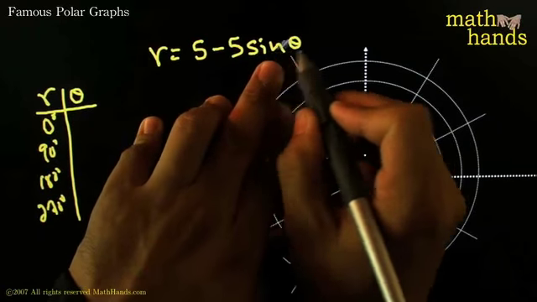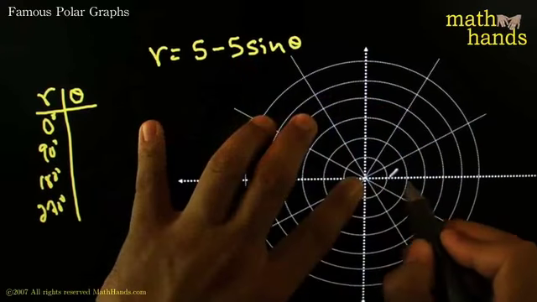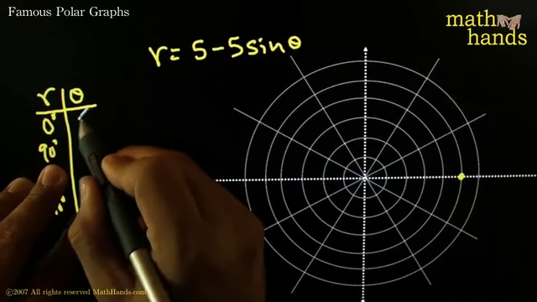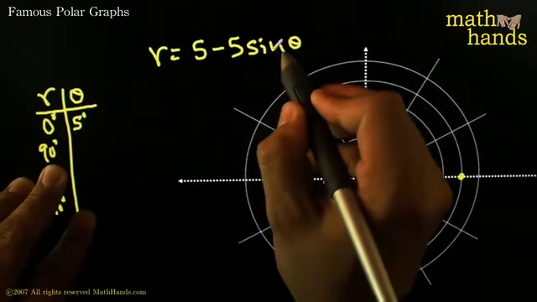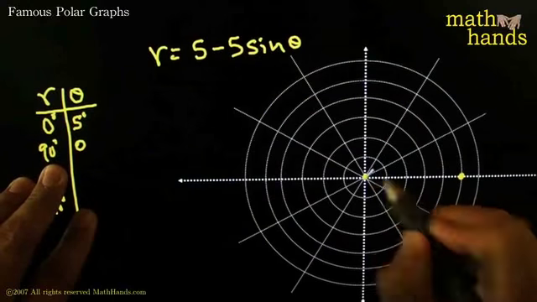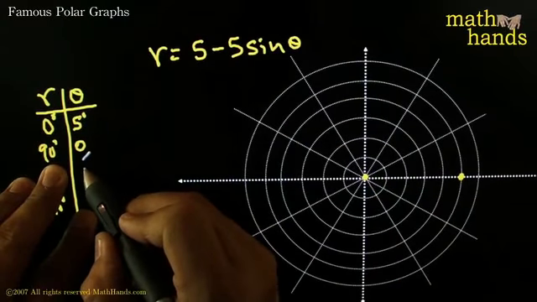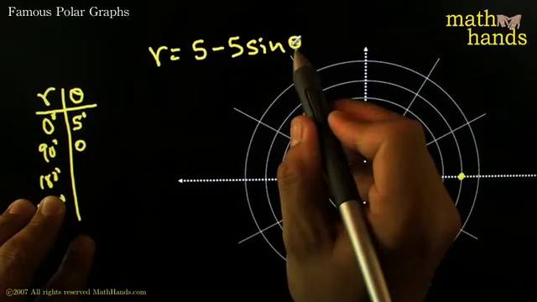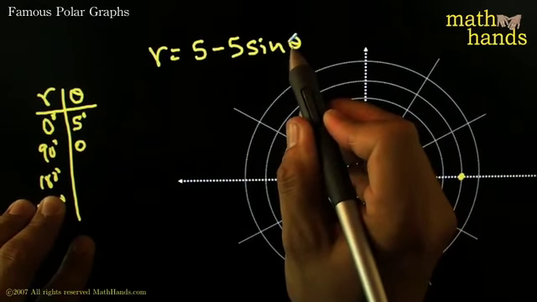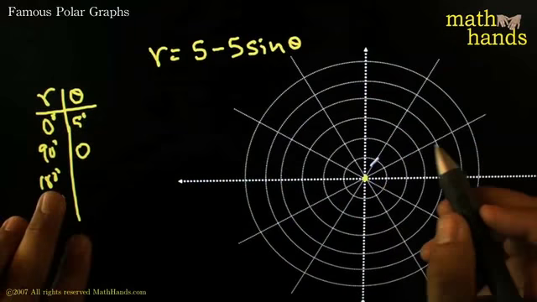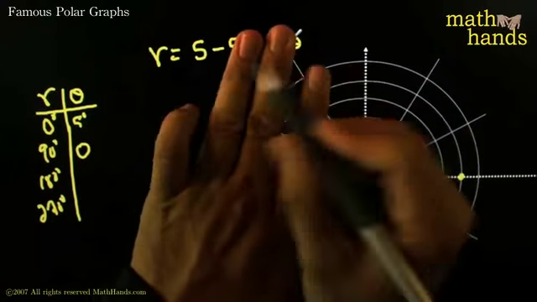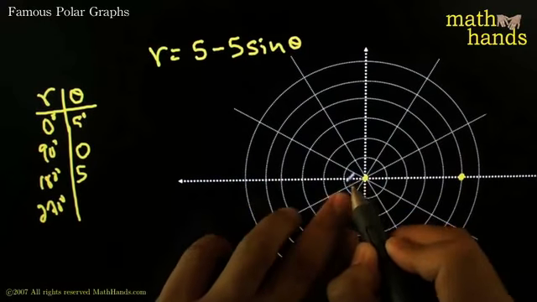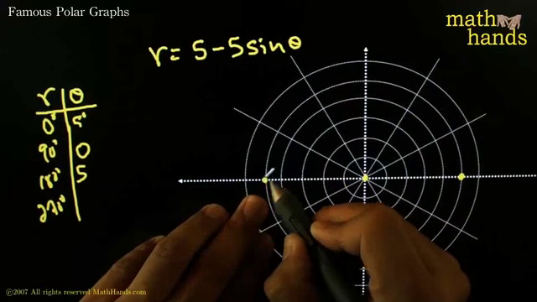0 degrees. Sine of 0 is 0, so you're looking at 5. 1, 2, 3, 4, 5. 90 degrees. Sine of 90 is 1, so this becomes a 0. Okay. 180 degrees. Sine of 180 is 0, so that kills that part. It just leaves you with a 5. That means that as I look in the 180 degrees direction, I go 5 units. 1, 2, 3, 4, 5.